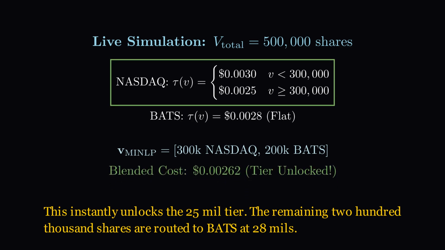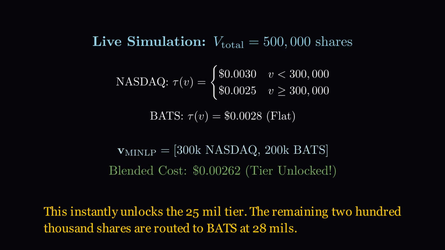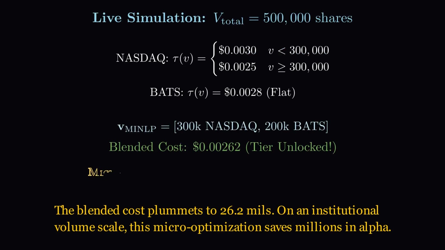The remaining 200,000 shares are routed to BATS at 28 mils. The blended cost plummets to 26.2 mils. On an institutional volume scale, this micro-optimization saves millions in alpha.